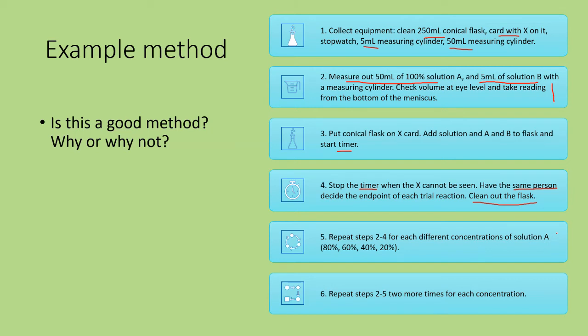Then we've got our repeats for reliability. This step here is the different values for the independent variable, so that gives us our range. And this one here says repeat steps 2 to 5 two more times. You can say you do it 3 times or repeat twice more, whatever wording you like, but make sure that you include the repeats because that's how we're going to make it reliable.